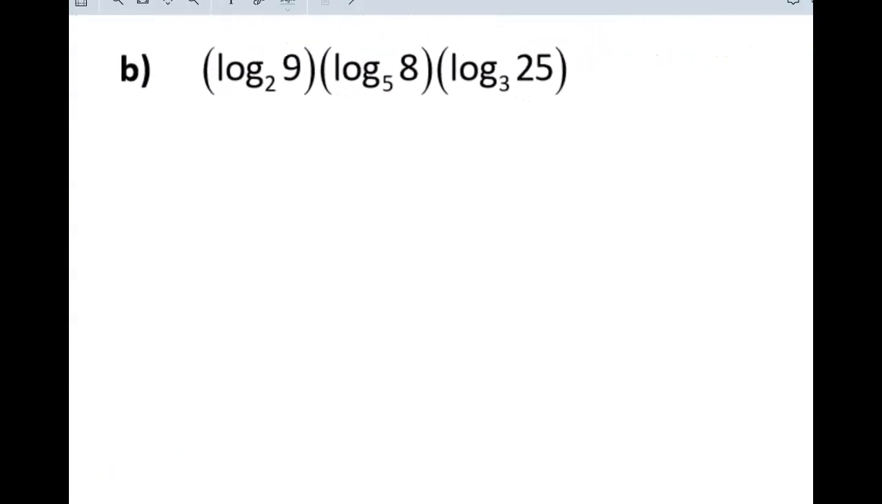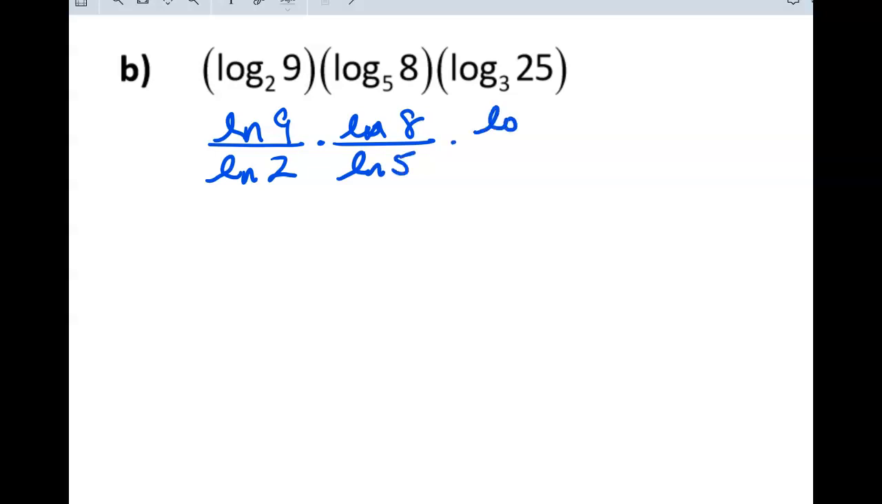Let's take a look at this next one. We've got 3 logs to multiply together, and again, it doesn't matter what you change the base to. This time, just for grins, I'll change it to a natural log, so a base e. That means I only have to write 2 letters. So changing this to a natural log of 9 over natural log of 2 times natural log of 8 over natural log of 5 times natural log of 25 over the natural log of 3.